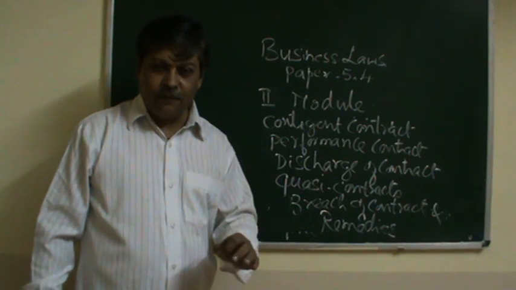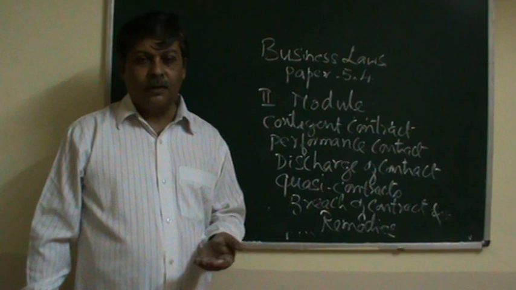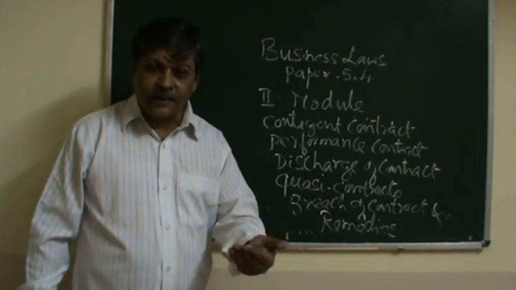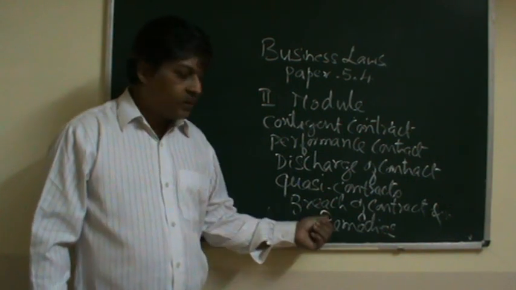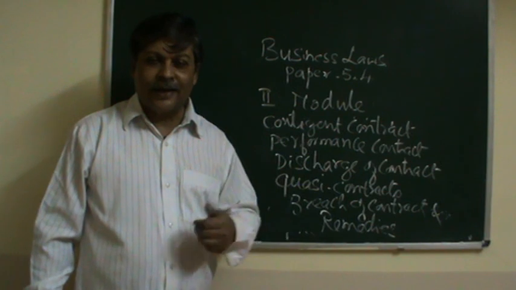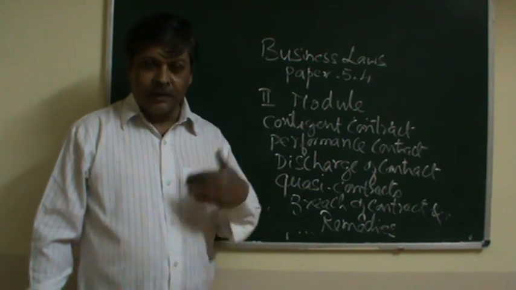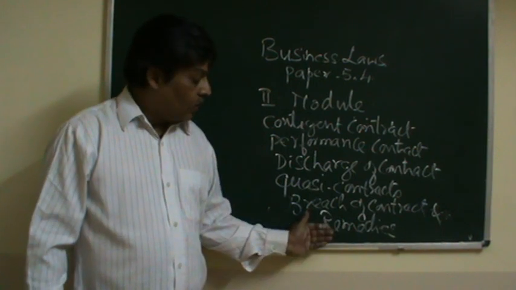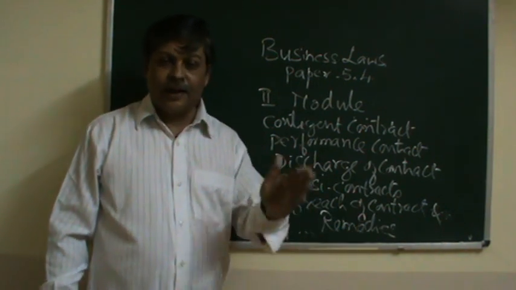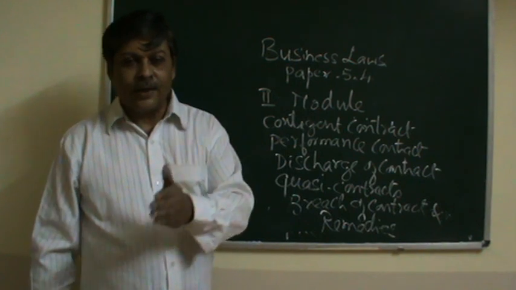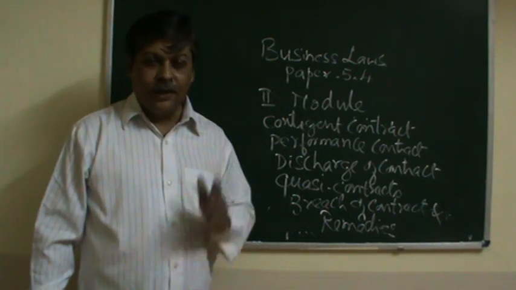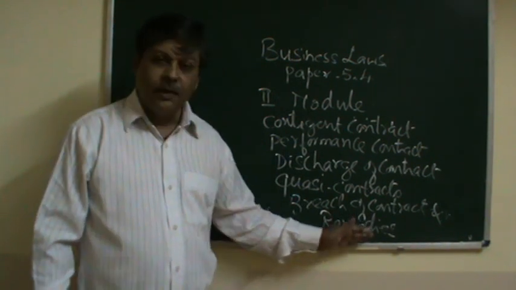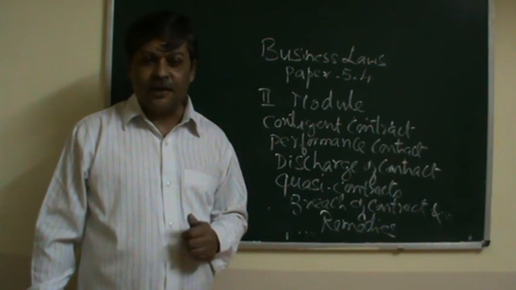He is called a defaulter. And the person who has sustained the loss because of the breach is called the aggrieved party. The aggrieved person and the defaulter. So here there are certain remedies where an aggrieved party can go against the defaulter. He can claim those remedies for the default committed.